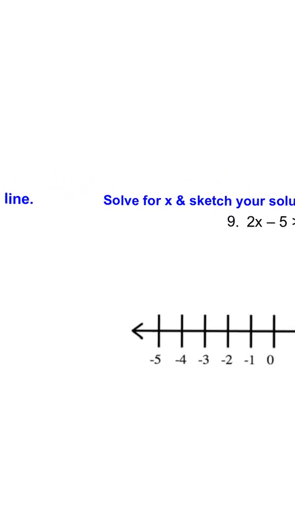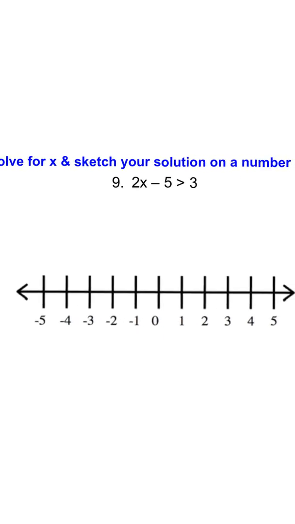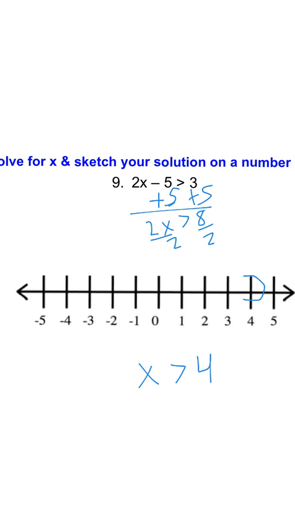Last thing we're going to look at is how you would solve an inequality. If you needed to solve and then try to sketch your answer on a number line, you're going to solve it just like you would if it was an equation. So the first thing that I'm going to do is to add 5 to both sides. So if I add my 5, I'm going to get 8. And then the last thing I would do is divide by 2. So my answer here is going to be x is greater than 4. To graph that, greater means I have an open dot. And then I'm just going to point my arrow to the numbers greater than 4.